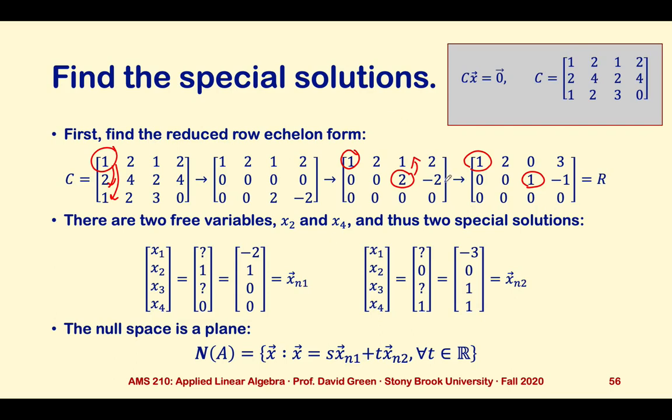How do we analyze this system? 2 pivots. We, in this case, have 2 free variables. Both x2 and x4 are free variables. We will need to have 2 special solutions. How do we find them?